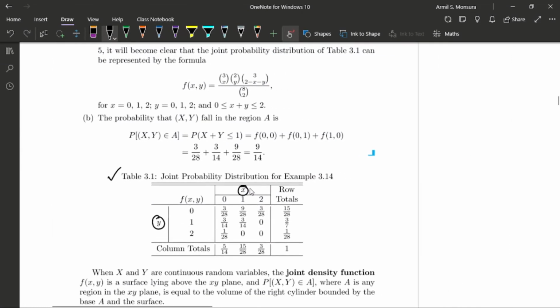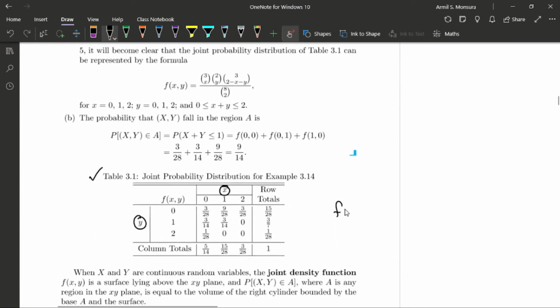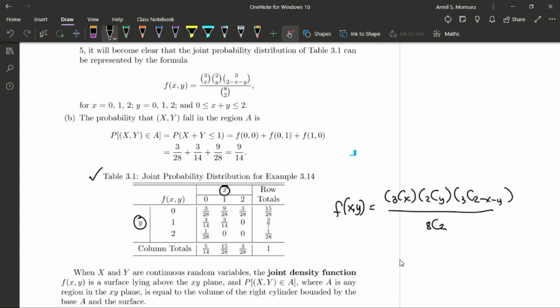Now, if you use the expression that we determined earlier, that is 3 combination x multiplied to 2 combination y multiplied to 3 combination of 2 minus x minus y, divided by 8 combination 2, and we substitute, say for example, 0 for x and 0 for y, you will get 3 over 28. 1 for x and 0 for y, you'll get 9 over 28, and so on and so forth. You will be able to generate this table.